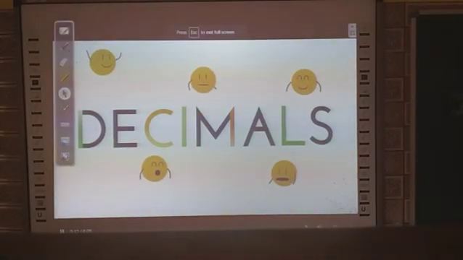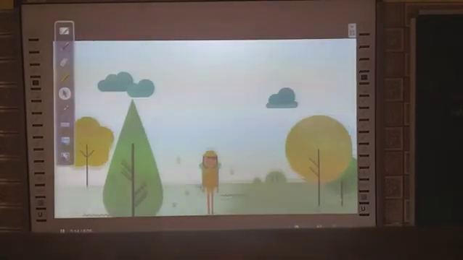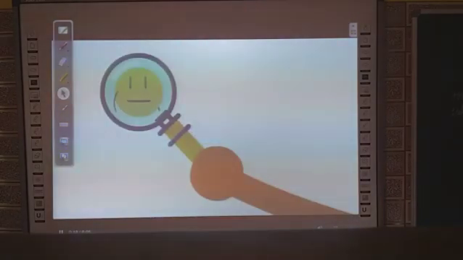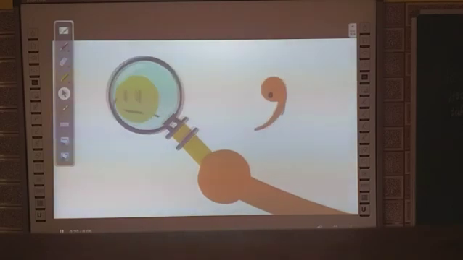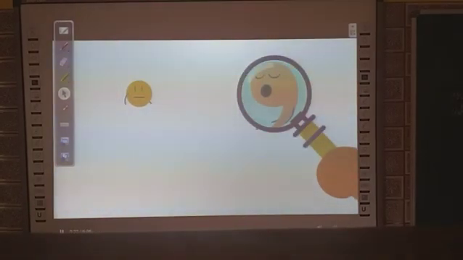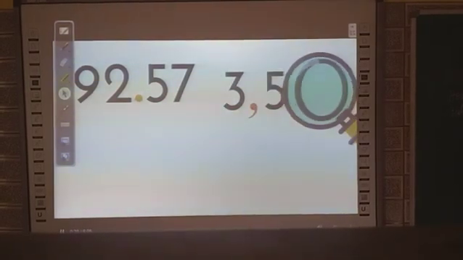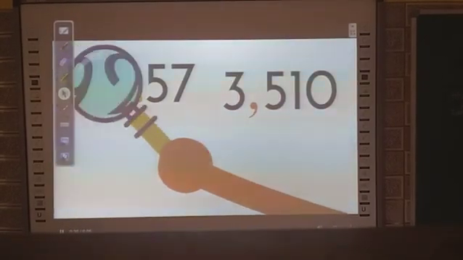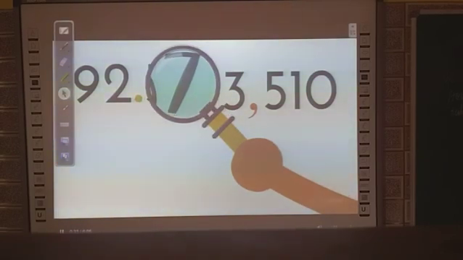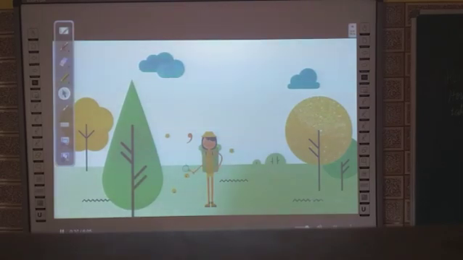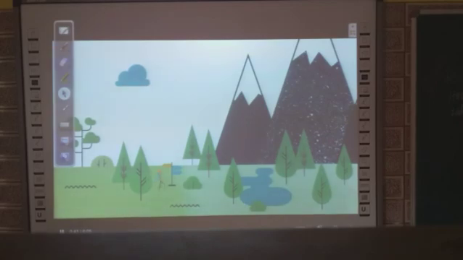Sometimes they can be pretty confusing. I mean, what's the difference between a comma and a decimal point in a number? Why is that number bigger than that number? Why do decimals even exist? What does it all mean? First of all, decimals are everywhere. They're used in every type of measurement.